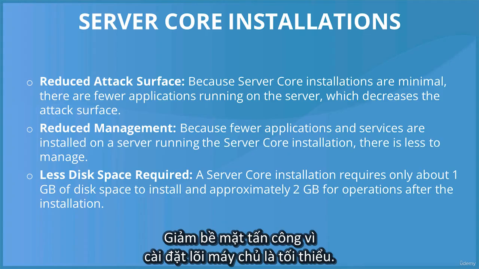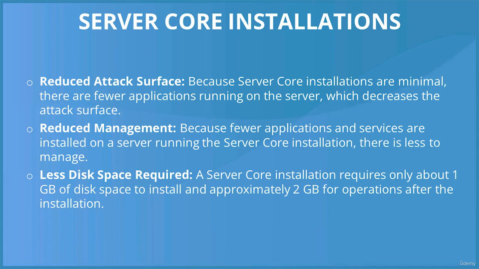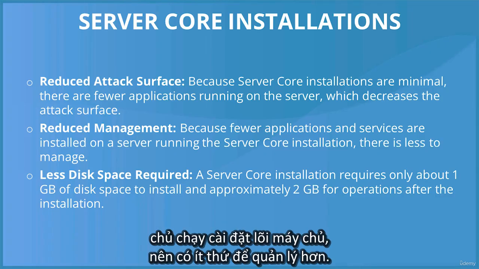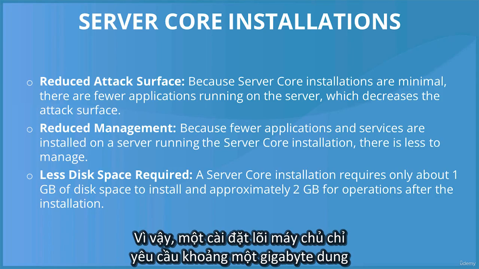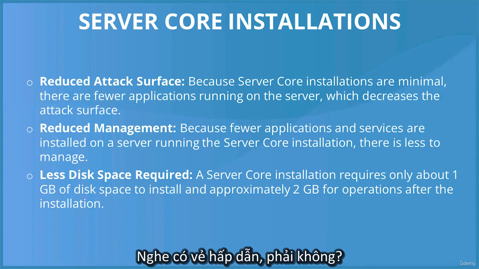Reduced attack surface. Because Server Core installations are minimal, there are fewer applications running on the server, which decreases the attack surface. Reduced management. Because fewer applications and services are installed on a server running the Server Core installation, there's less to manage. Less disk space required. So a Server Core installation requires only about 1 gigabyte of disk space to install and approximately 2 gigabytes for operations after the installation. Sounds pretty sweet, huh?